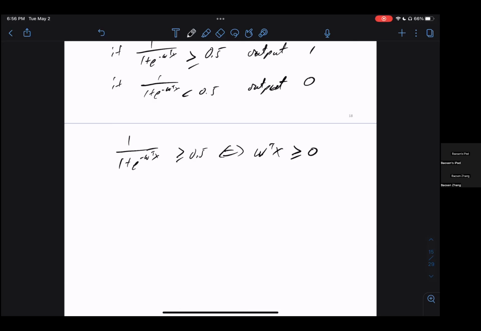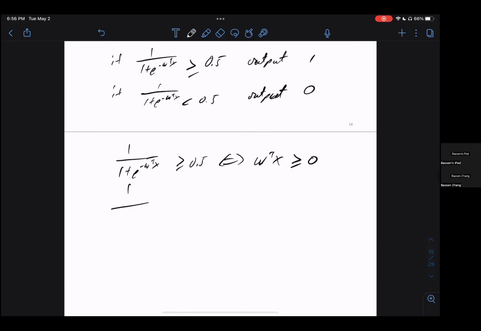And 1 over 1 plus e to the minus x is less than 0.5 only if x is less than 0. So when you write the code, you can evaluate this thing, or you can just take the inner product. These two are exactly equivalent. But here now you have a very clear geometry to this.